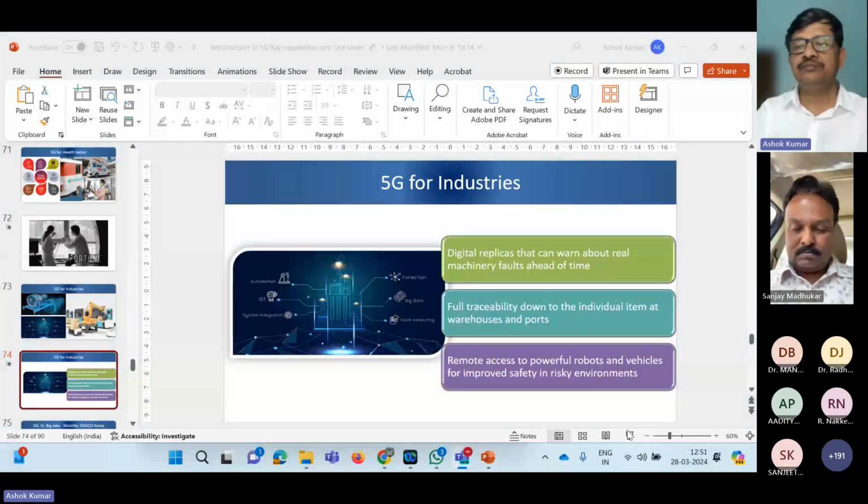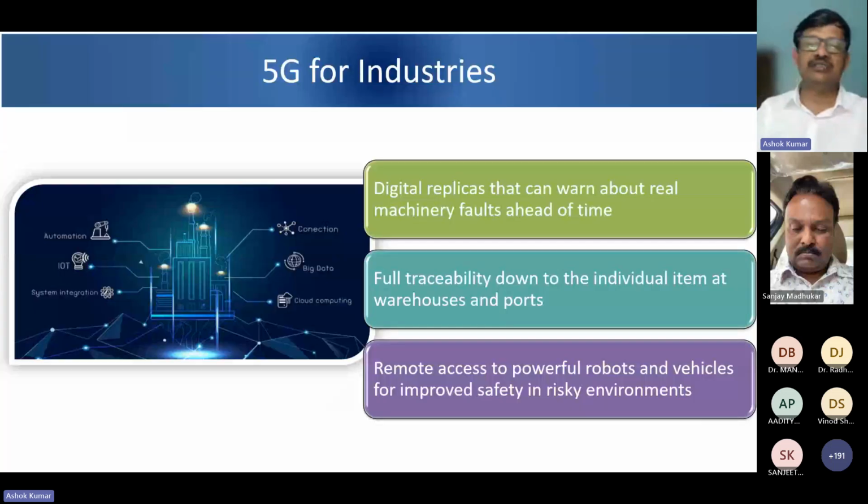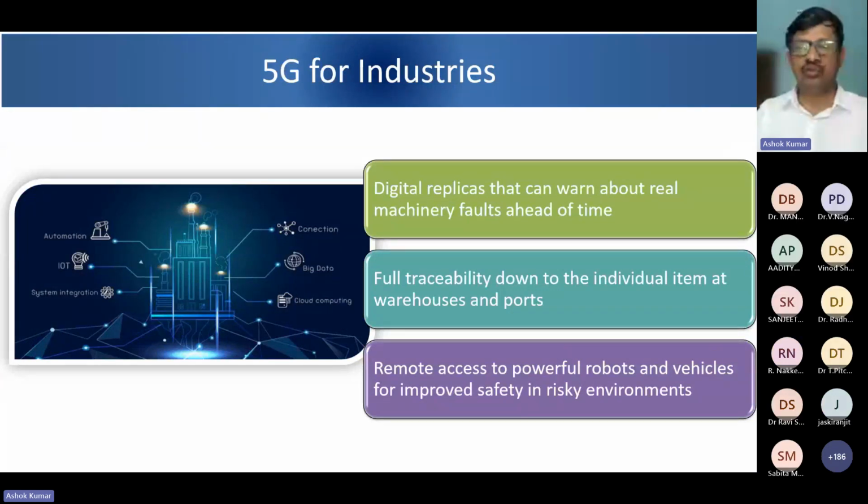Yeah, thank you. So similarly for industry, we can have many use cases like digital replica, remote access to robots, safety environment. You can use 5G. So a lot of things can be done for industry.